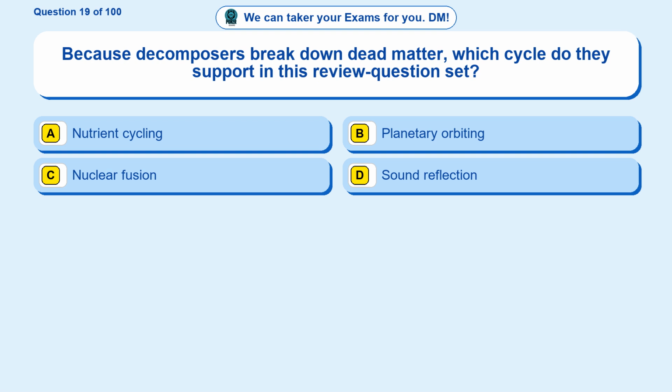Question 19. Because decomposers break down dead matter, which cycle do they support in this review question set? Option A. Nutrient cycling. Option B. Planetary orbiting. Option C. Nuclear fusion. Option D. Sound reflection. The correct answer is option A. Nutrient cycling.